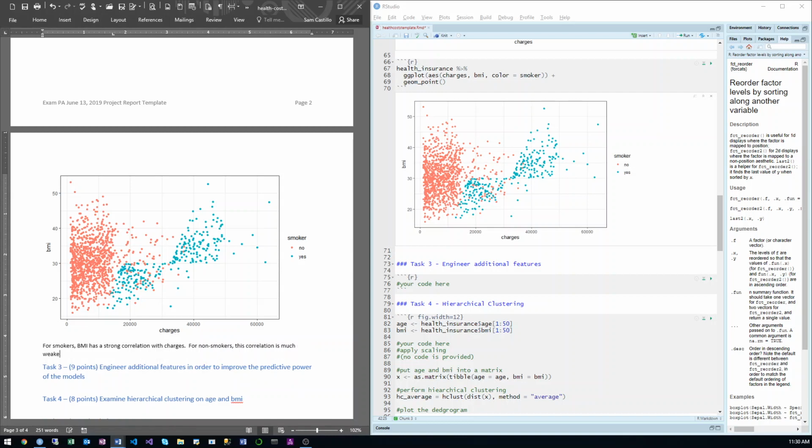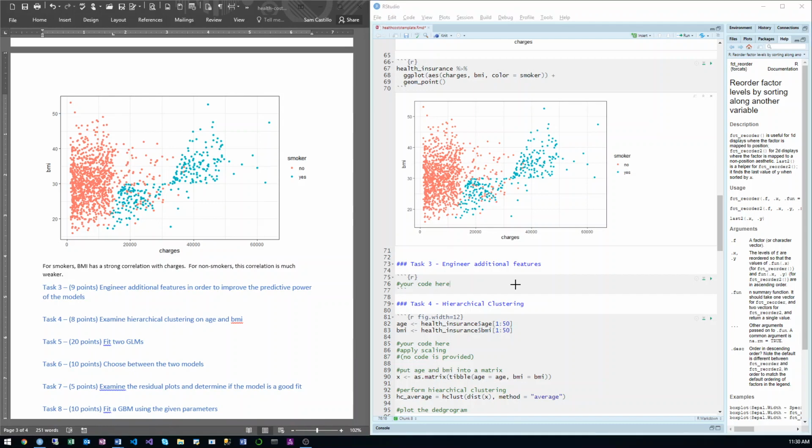Now, correlation just means how close together the points are. It measures how well the points fall into a line. You can see that there's almost a straight line that you could draw along these points, along these people here who are smokers, whereas non-smokers are more randomly scattered.